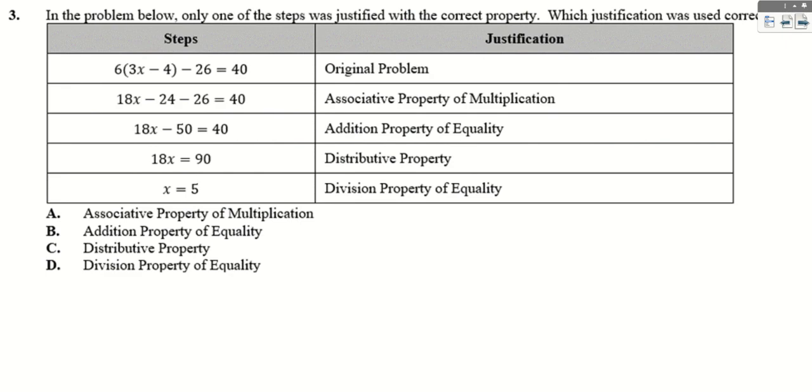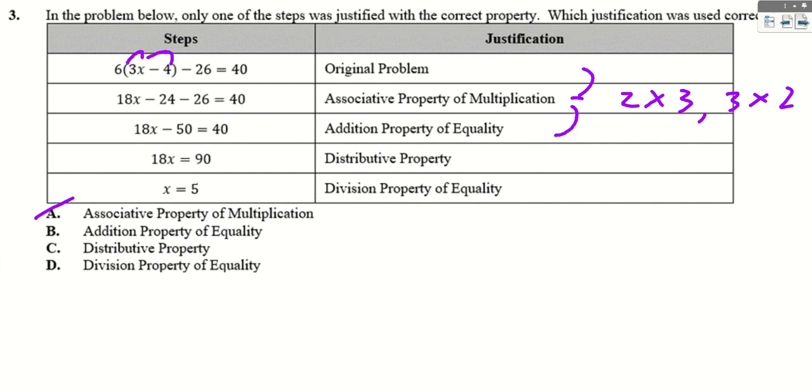All right, here's a bunch of justifications, but only one of them makes sense. So from the original to the next step, they're saying that they multiplied in a different order. So instead of doing 2 times 3, they did 3 times 2. Well, that's not true. What they did was they did distribute. So that one is wrong.